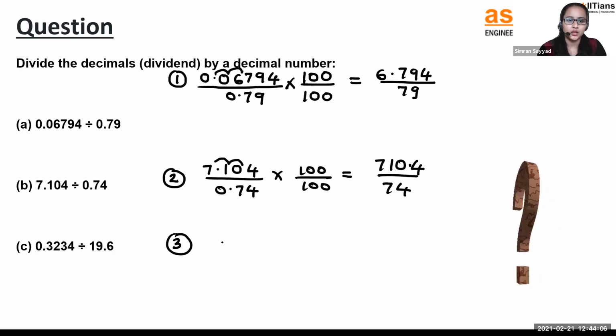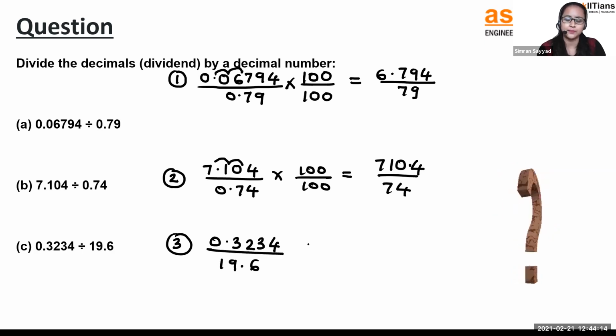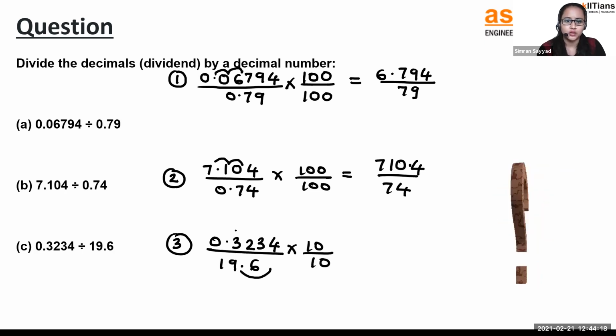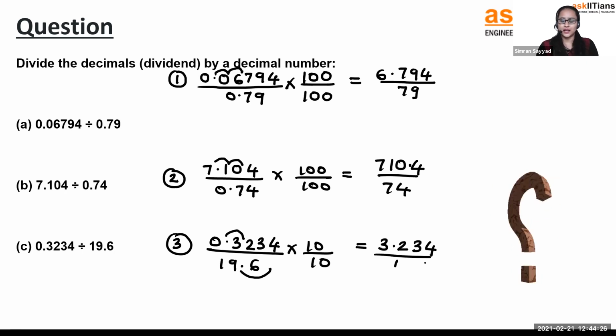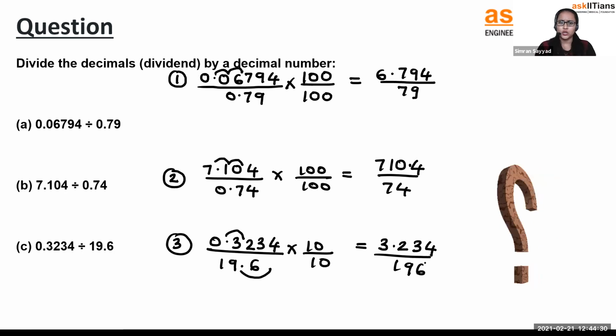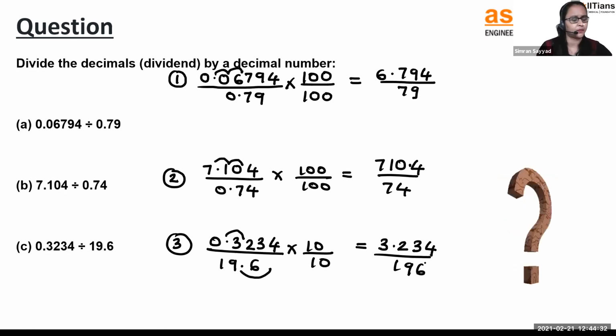Okay, so for my third one, 0.3234 upon 119.6. Again, simply I have to multiply by 10. I just want to remove this, so here it becomes 3.2234 upon 196. Can you see the denominator of each and every question is a whole number?